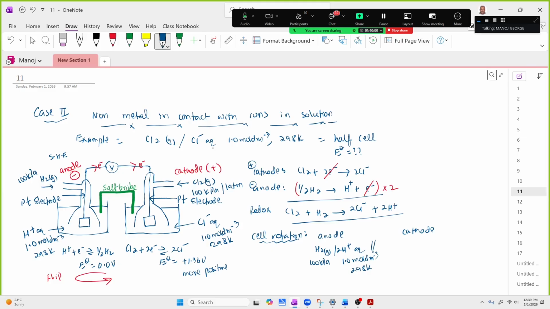And then who's my cathode? Who gained the electron? My Cl2 gas, which was at 100 kPa, gained the electrons to become 2Cl minus aqueous, 1.0 mole per dm cube, 298 K. Waiting for any questions, or if you want to, please be comfortable to use the mic and ask me. That's the cell notation there. Is everyone clear? Any questions?